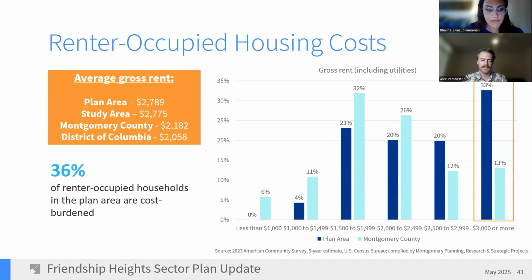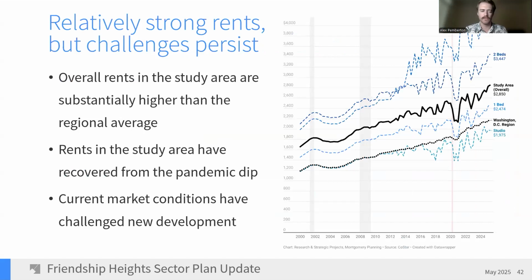Thanks, Bhavna. Alex Pemberton, real estate planner in the Research and Strategic Projects Division of Montgomery Planning. So as Bhavna mentioned, we have quite strong rents in the Friendship Heights area. And as we zoom out over time, we can see that that trend has been sustainable and going on an upward curve over time. There was quite a bit of a dip in the pandemic, but things have recovered to previous trend.